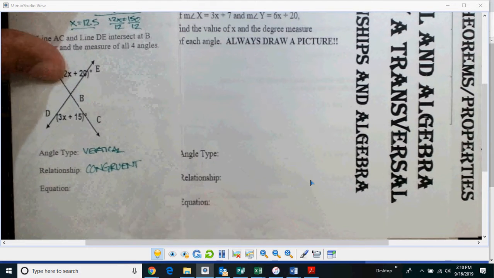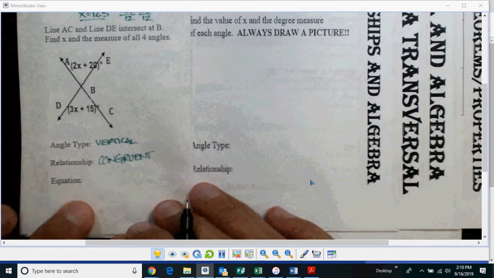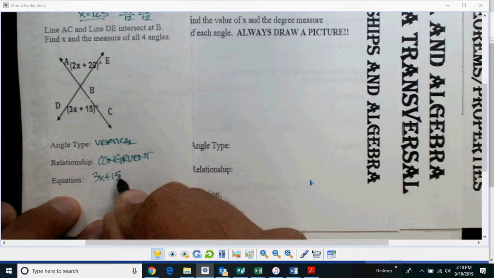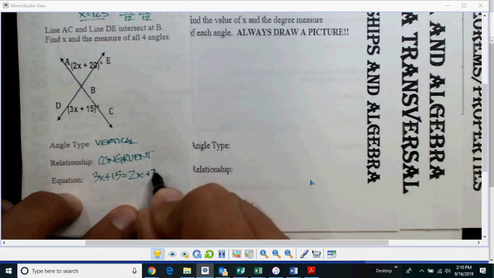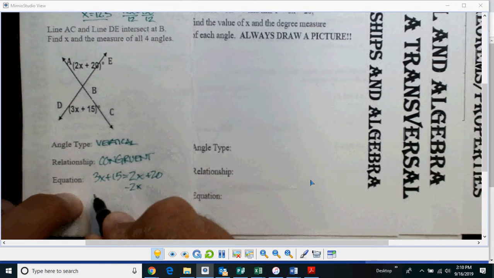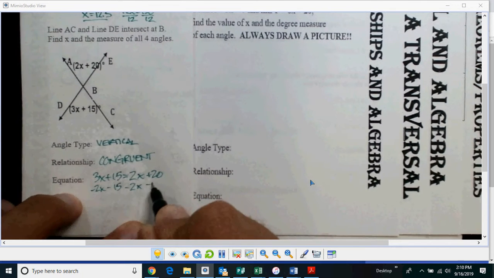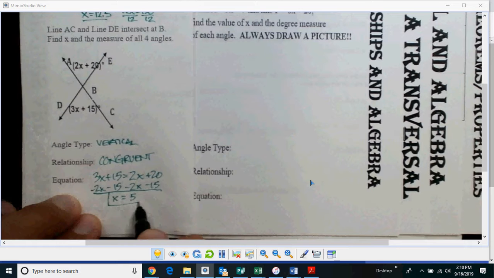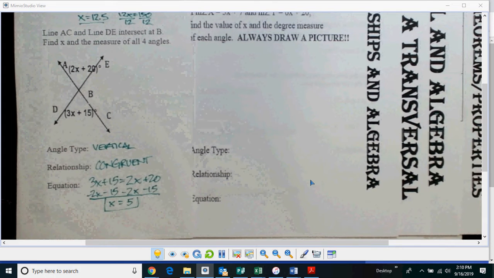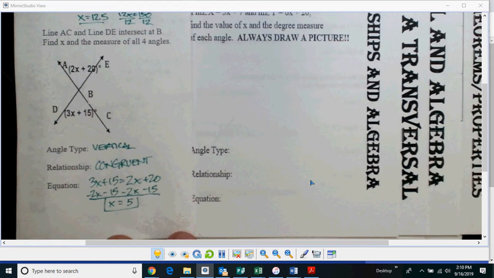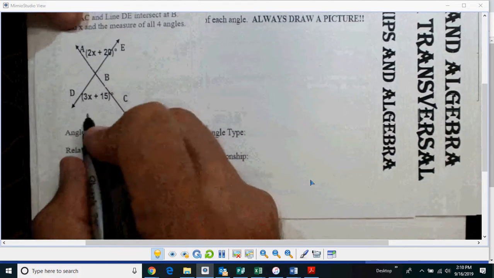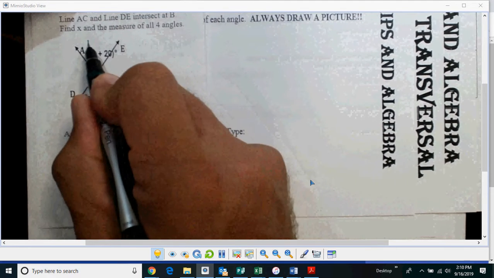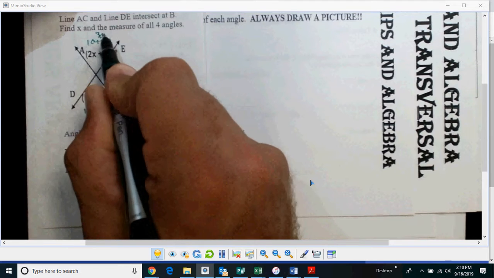If they are congruent, then what I do in this case is set them equal to each other. I just say 3x plus 15 equals 2x plus 20. Subtract 2x from both sides and subtract 15 from both sides. That gives me x equals 5. If x equals 5, I can find the value of the angles by plugging it back in. 3 times 5 is 15, so this is 15 plus 15, which is 30. And up here, 2 times 5 is 10, 10 plus 20 is also 30, as it should be.